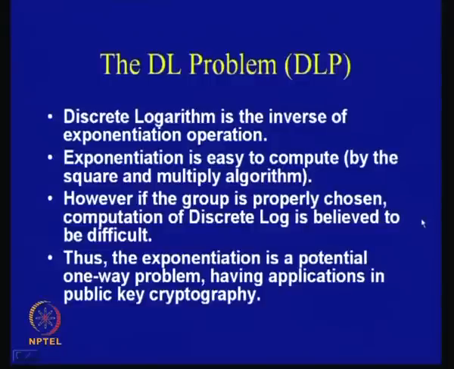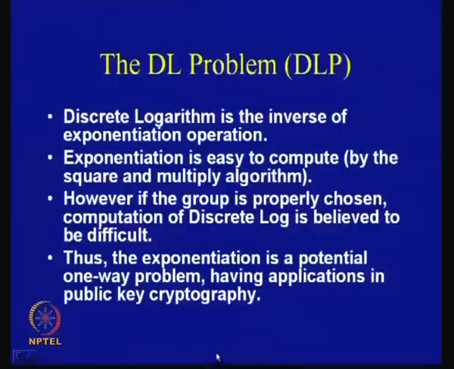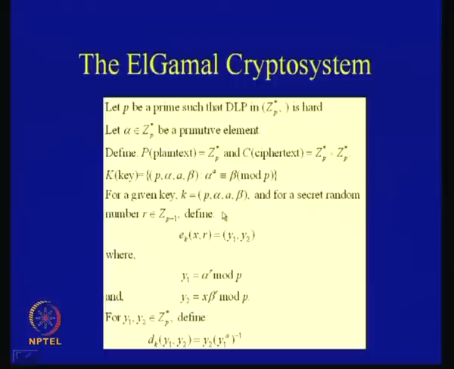However, if the group is properly chosen, then the computation of the discrete log is believed to be a difficult problem. Therefore, exponentiation is a possible one-way problem because the forward direction is quite easy. We have a polynomial time solution for computing the exponentiation, however the inverse, that is computing the discrete log, is considered to be computationally intractable. And therefore, this has potential applications in public key ciphers. So, let us see one such application, commonly referred to as the ElGamal cryptosystem.